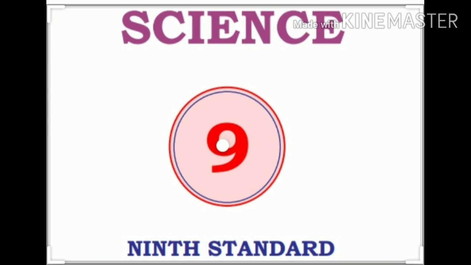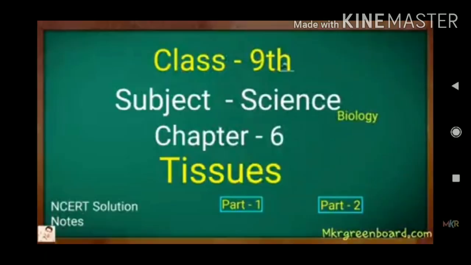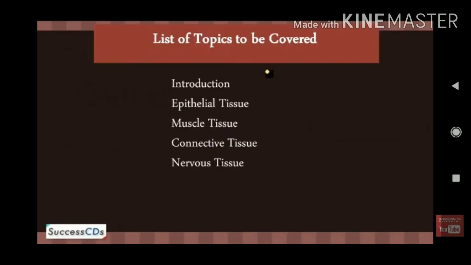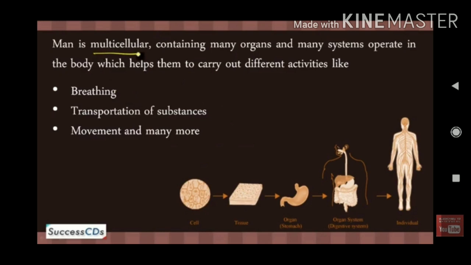Today we will discuss animal tissue. First I will recall what a tissue is. A group of cells that are similar in structure and perform a common function is called a tissue. Is it right, students? Now we come to animal tissue.